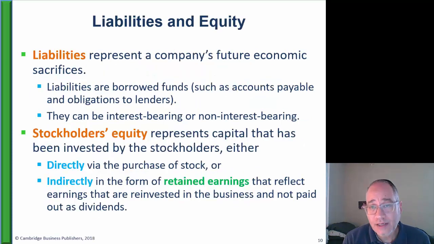Liabilities represent future economic sacrifices. So assets represent future benefits. Liabilities represent future sacrifices. Most commonly, it's debt. You borrow money. Some liabilities have interest, some don't. Stockholders' equity is the difference between assets minus liabilities. If you take your assets and you subtract your liabilities, then what's left is what belongs to the stockholders.